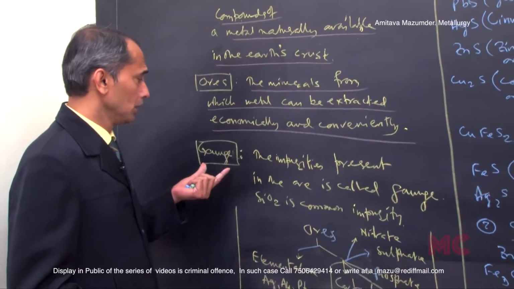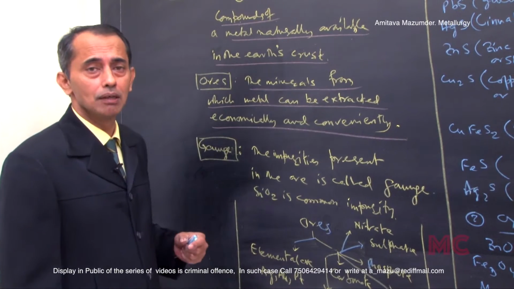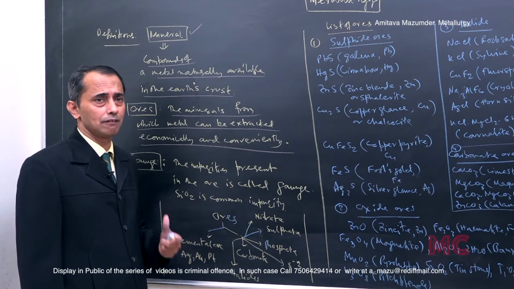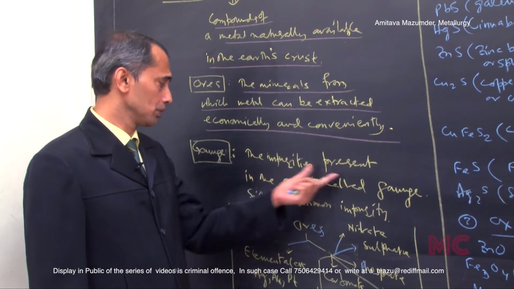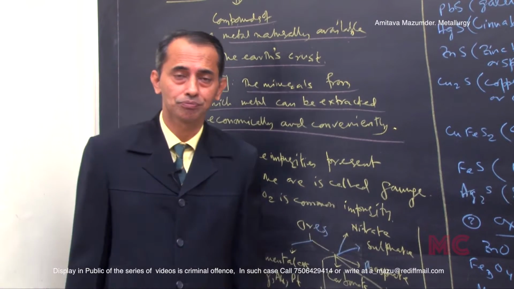Here is another definition: gangue materials. Gangue means the impurities present in the ores. Gangue is generally silica, that is, sand, which acts as a common impurity. So I have written here that the impurities present in the ore are called gangue material. SiO2 is a common impurity.